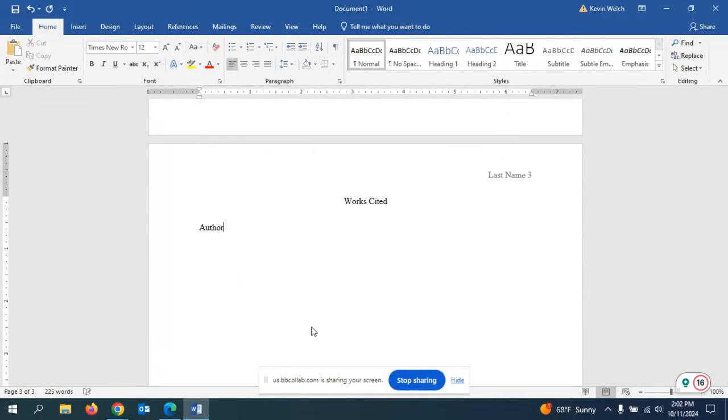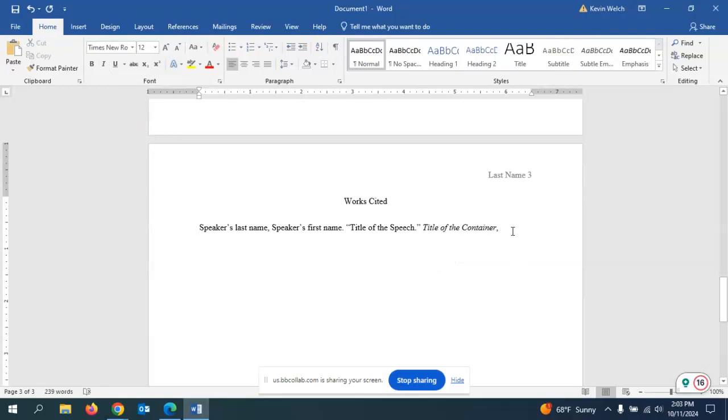So you start with the speaker's last name, comma, speaker's first name. You're going to put the title of the speech inside quotation marks with a period inside the quotation marks. You got to get the punctuation right. Now, the title of the container comes next. Your container is probably going to be either TED or TEDx, or it's going to be YouTube.